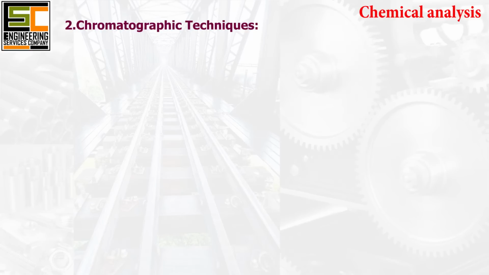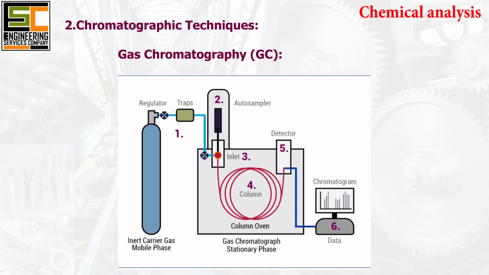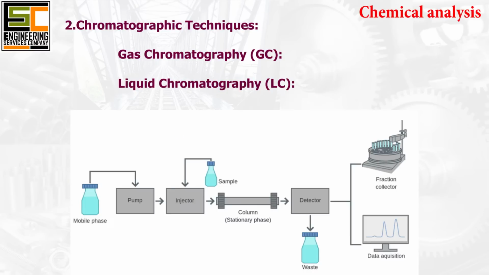2. Chromatographic techniques. Gas chromatography, GC, separates and analyzes volatile compounds in a sample based on their distribution between a stationary phase and a mobile gas phase. Liquid chromatography, LC, separates and analyzes non-volatile or semi-volatile compounds in a sample based on their affinity for a stationary phase and a mobile liquid phase.